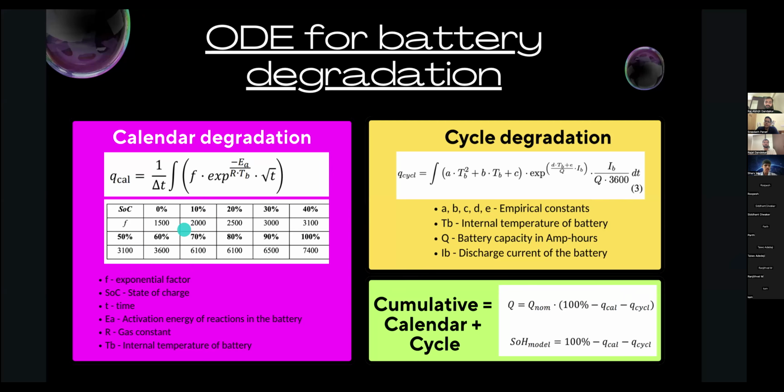0% has a corresponding value of 1500 and 10% is 2000 and so on. And this value helps us capture the internal chemistry behind battery degradation. The state of charge alone doesn't help much. So next we'll look at the time. This is basically the amount of seconds that have passed since the battery was purchased or started to be used, and we can convert the years to seconds. And time is the only factor that contributes to calendar degradation.